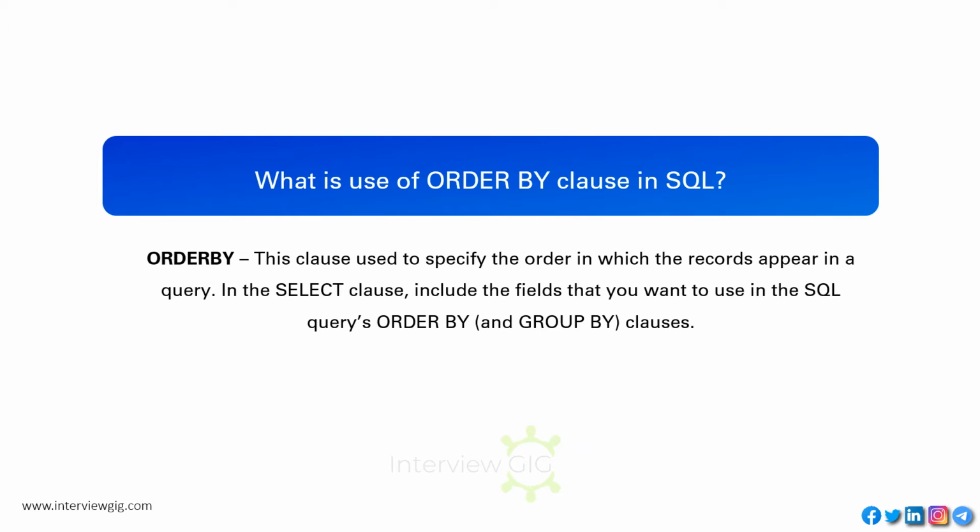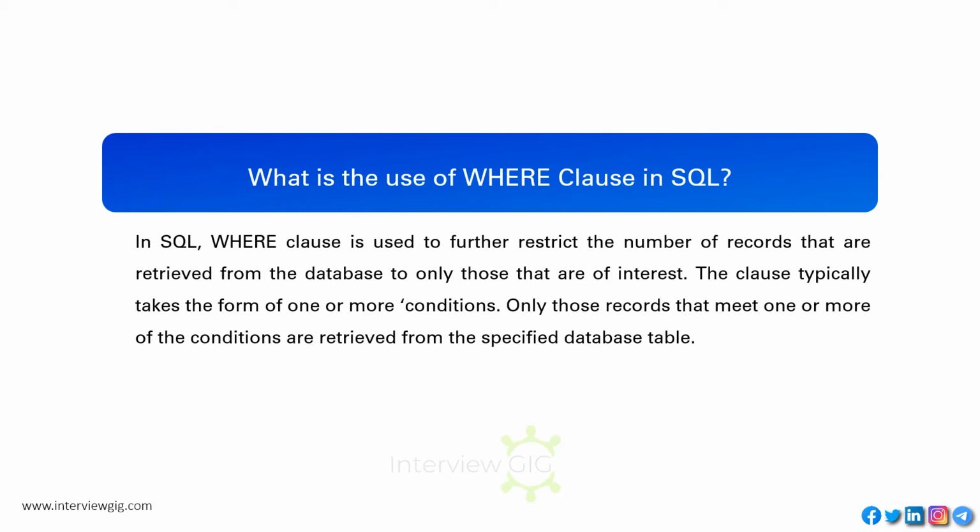What is the use of order by clause in SQL? Order by: this clause is used to specify the order in which the records appear in a query. In the select clause, include the fields that you want to use in the SQL query's order by and group by clauses.